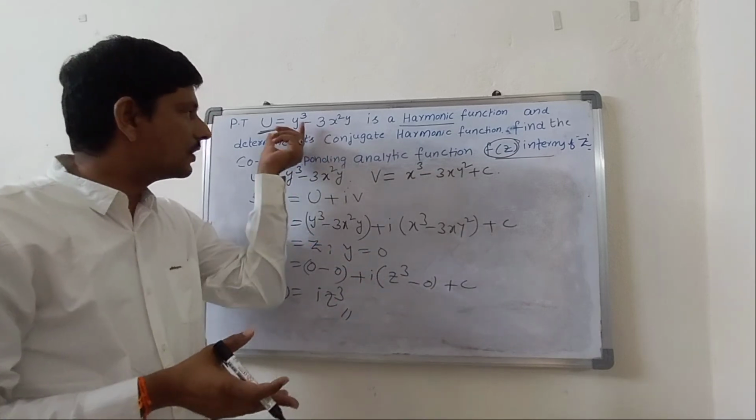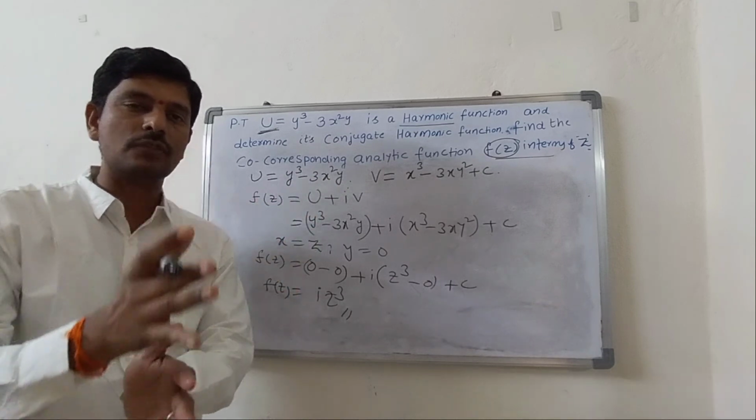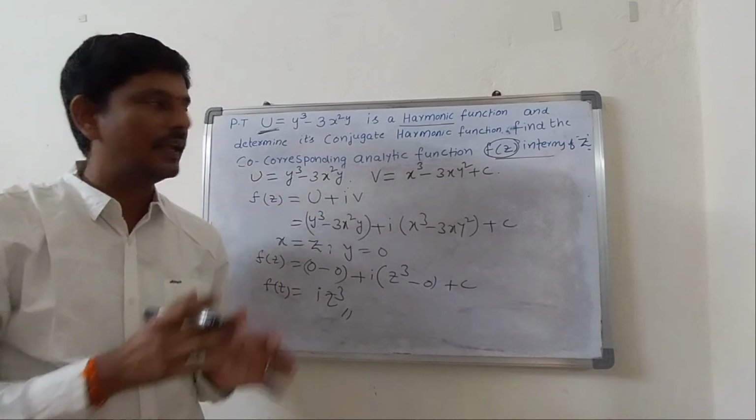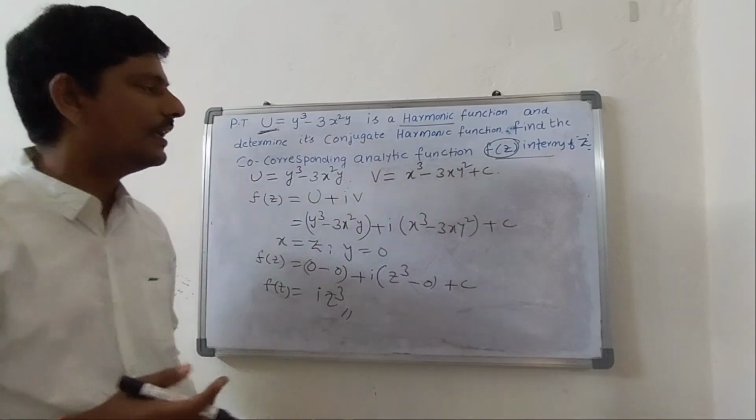According to the given function you have to prove it. So here u is given, so ∂²u/∂x² + ∂²u/∂y² = 0. That is step number 1. And step number 2, finding the harmonic conjugate. Harmonic conjugate means here u is given, so we have to find v.